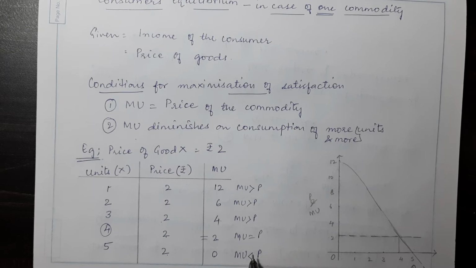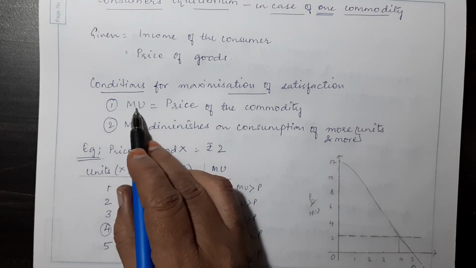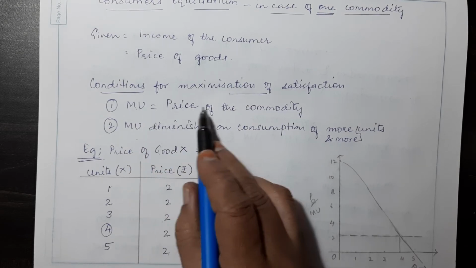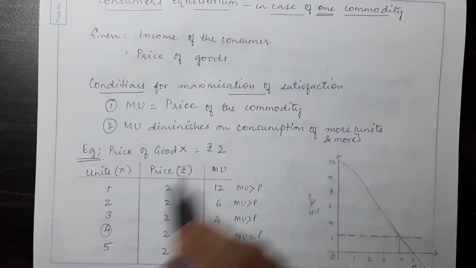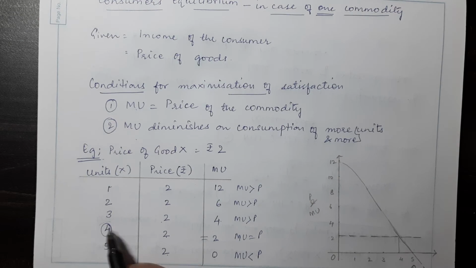Now when does he attain satisfaction? He attains satisfaction, look at the first condition, when the marginal utility is equal to the price of the commodity. So on the consumption of 4 units, his marginal utility is equal to the price.